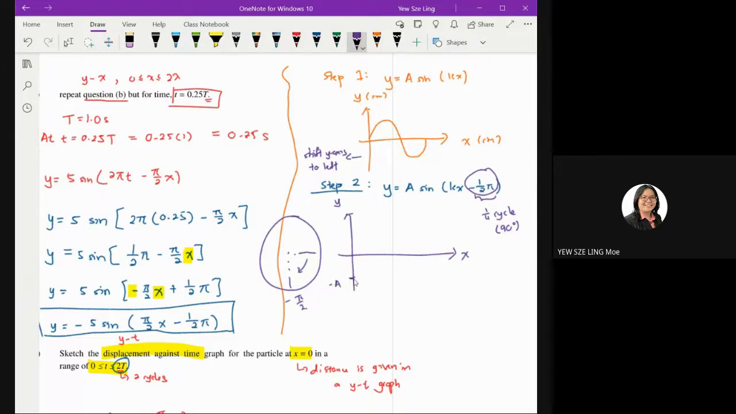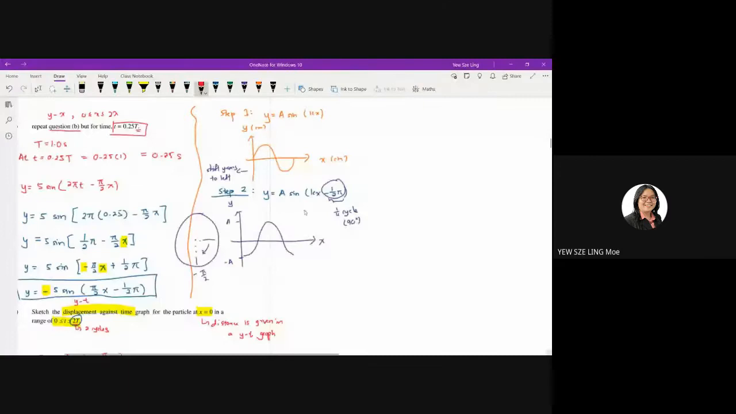Okay, so now I have a graph like this. Right, this is the shape of the graph when I have an initial phase angle equal to negative π/2. So this is my A. And now, if you look at the equation, other than the initial phase angle, I have a negative sign in front of the 5. So what am I going to do? So now I'm going to do step number 3. I'm going to add one more step.